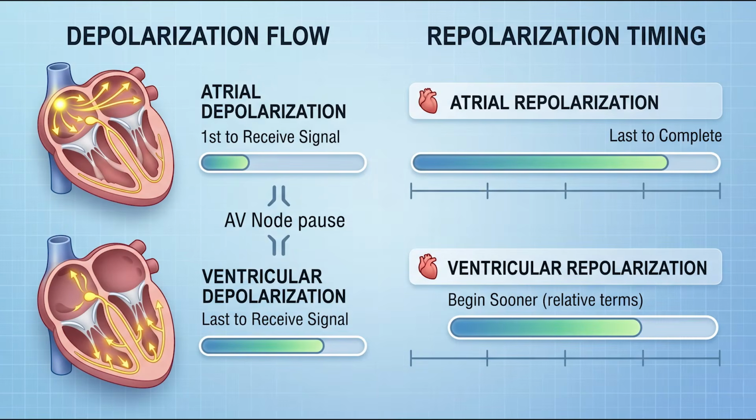A key physiological rule is that the timing of these events differs between chambers. The atria are the first to depolarize, but they are actually the last to repolarize. Conversely, the ventricles are the last to receive the depolarization signal, but they begin their repolarization process much sooner in relative terms.